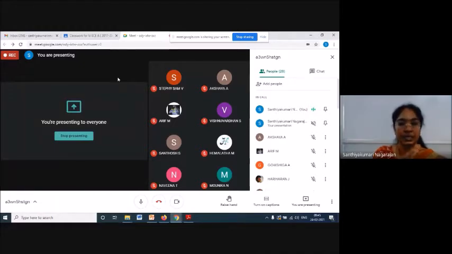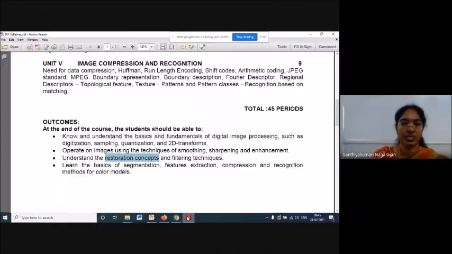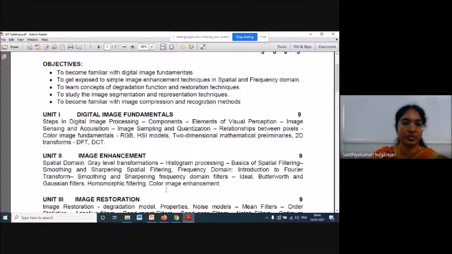The only thing is, in signals you might have studied a one-dimensional signal. Here in an image, the same signal is represented and kept as two-dimensional information. So with this small intro, I am again presenting the deeper course, each and every unit, what we are going to discuss.